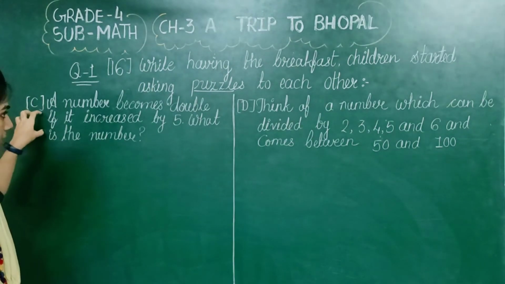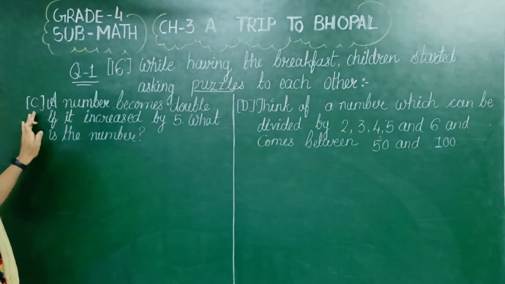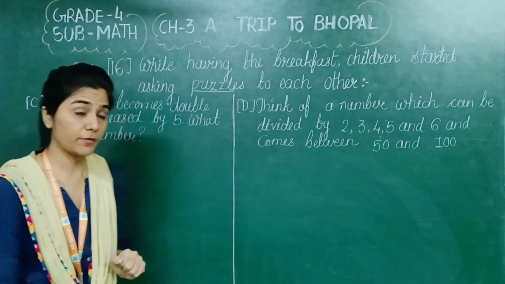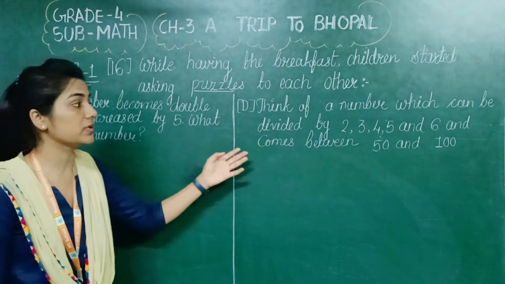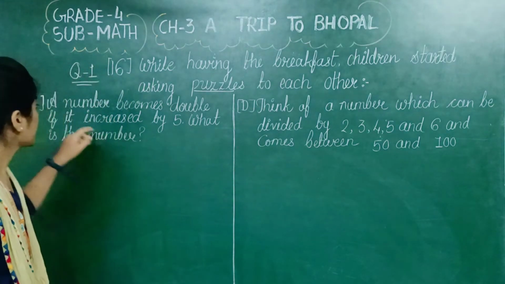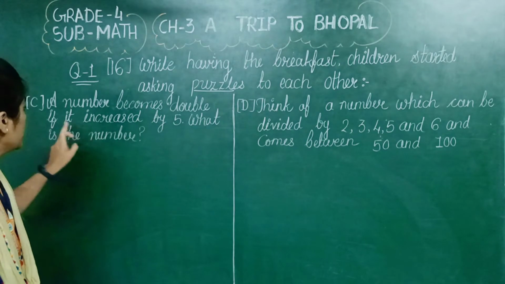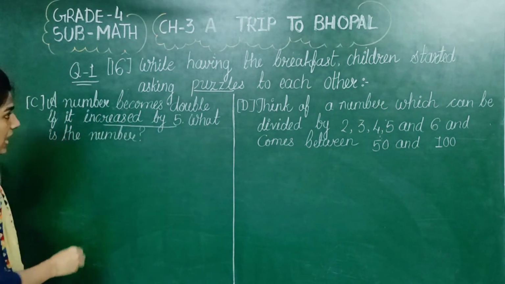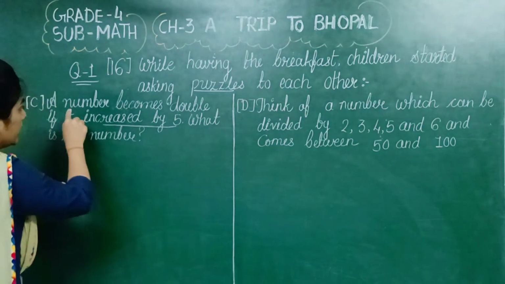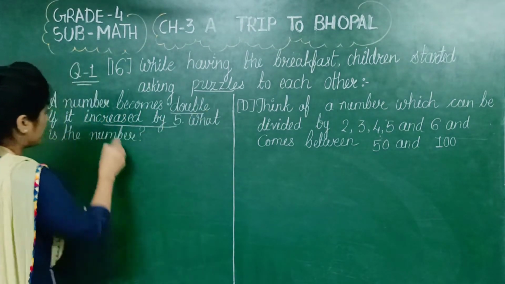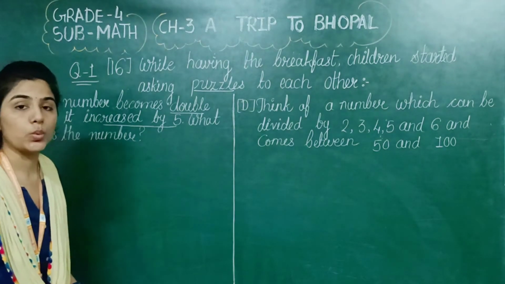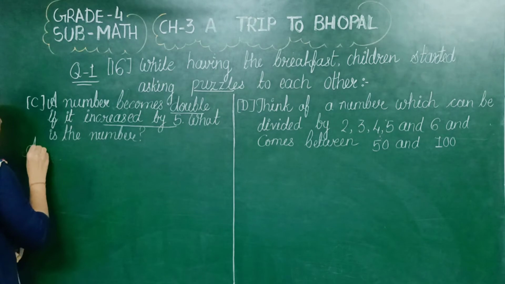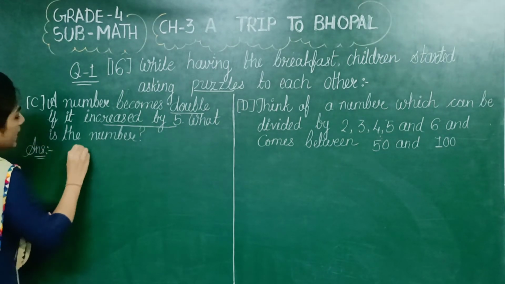Now questions C and D I have written. Number C is a number becomes double. These 2 questions are a little bit odd and tough for you, because this type of question will come in higher standards also, right? A number becomes double if it is increased by 5. See what is written? Half of the sentence we will solve. A number becomes double, but this number we don't know. So we have to assume, we have to guess any one number, that is x.